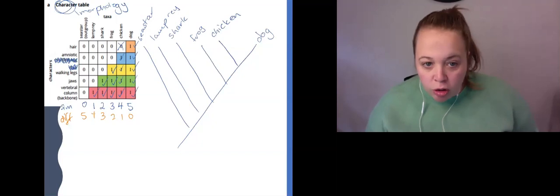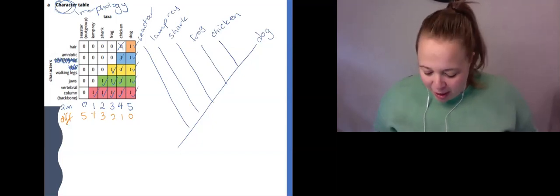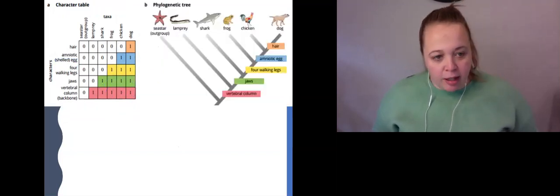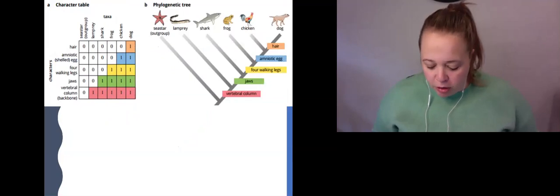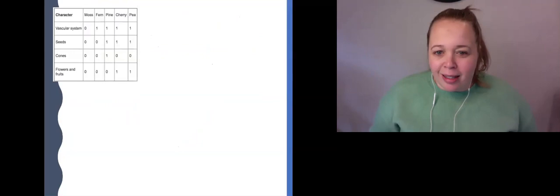And that's all you do. You just draw them down like so. And there's another picture showing you that I've drawn that tree correctly. So let's have a look at this data. I want you to pause and write down, all right, we're going to compare everything to the moss this time.